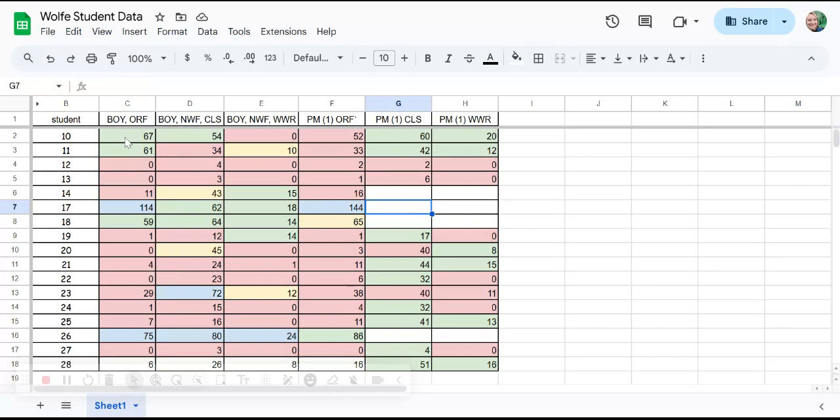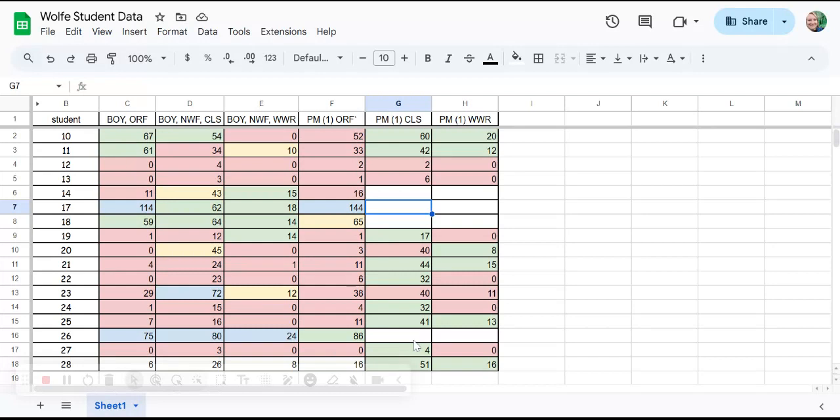From there, I compiled my students' data, and you'll see a lot of different colors. The colors throughout the chart show whether they are below level, well below level, on level, or above level.